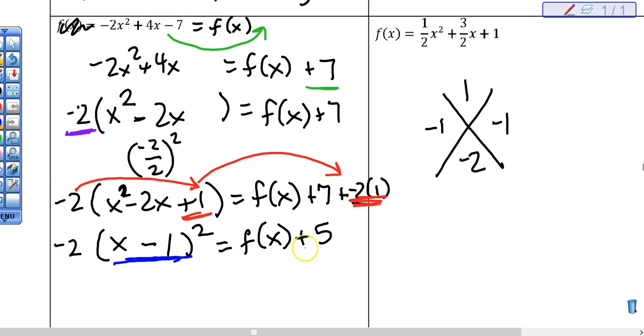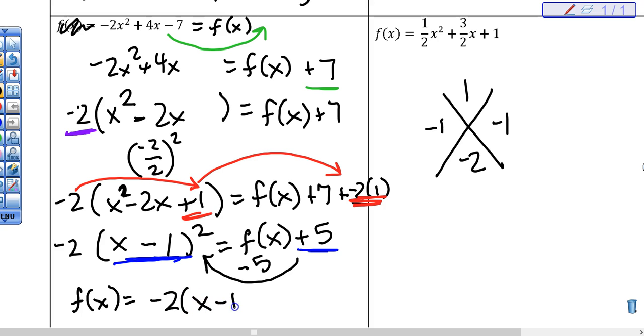Okay, so we factored the left, we simplified the right. And all we have left to do now is isolate the f of x. So we're going to incorporate the 5 by subtracting it back to the other side and isolate. So f of x equals -2 times x minus 1 quantity squared minus 5, with a vertex at 1, -5. Opposite of h, k, right? Shift right 1, down 5. That's where the vertex is going to go.